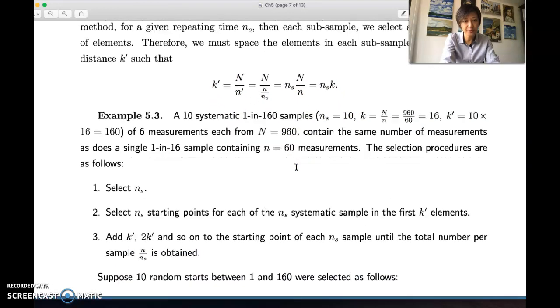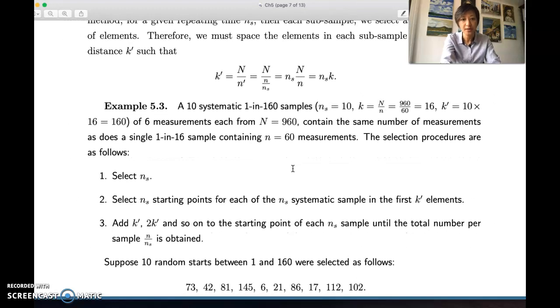I would like to use example 5.3 to help us understand the relationship between the variables. Let's say originally I have a population of 960, and I would like to collect 60 samples. Using 960 divided by 60, k would be 16, right? So with 1 in 16, I could select one systematic sample of size 60. If this is the case, I can only have one sample, so again we go back to the problem that we cannot obtain an unbiased estimate of the variance because we only have one sample collected. So I want to divide the original sample into 10 repeated systematic samples.